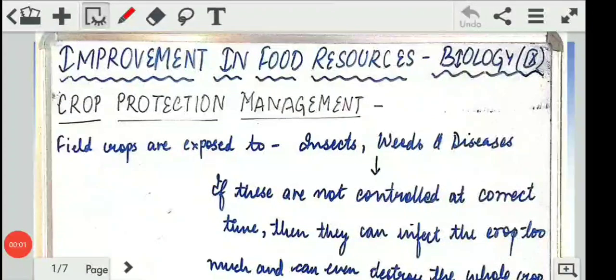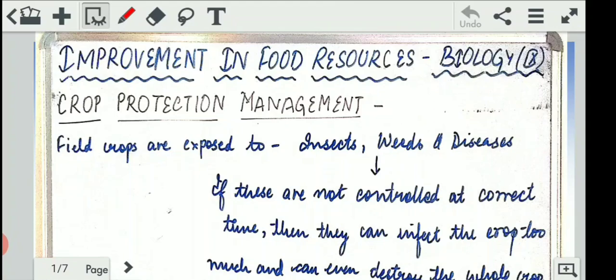Hello students, in the previous video we covered crop production management and completed that topic in detail. I mentioned earlier that we are left with one last topic for crop resources, that is crop production protection management. This is the last part of plant resources. After this we will start another part.